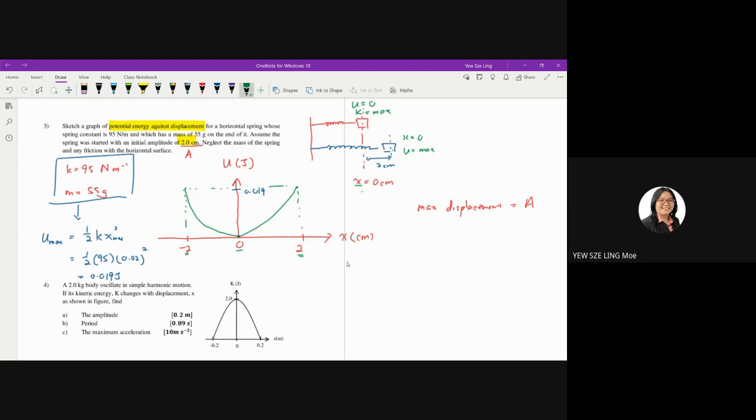So this is how you sketch. You try to think what happened at maximum displacement, what happens at the equilibrium position, and what happened at negative maximum displacement. All right, so I give you 2 minutes to write it down before we proceed to the next question. 2 minutes untuk ada catat sebelum kita gerak ke soalan seterusnya.